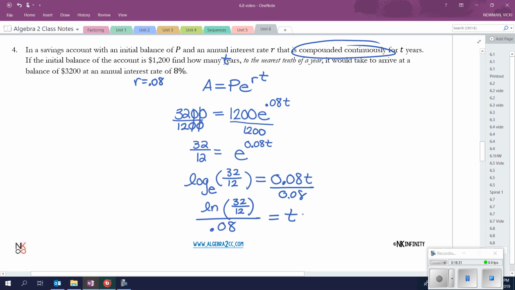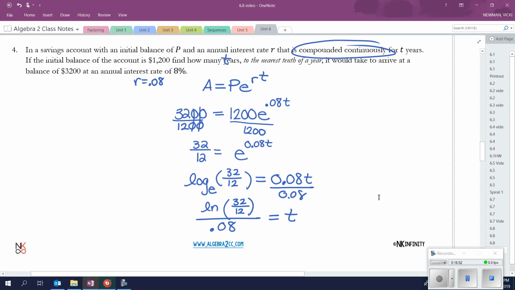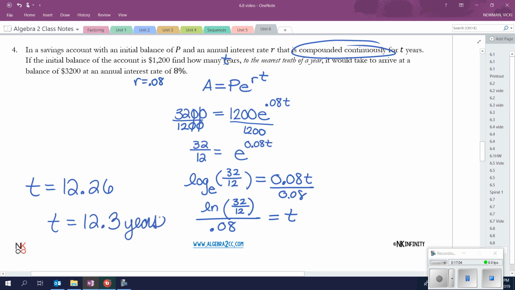So let's find out how long it takes us to get $3,200 at 8%. So get a fraction, natural log, because it has a base of e, 32 over 12 divided by 0.08. 12.26, and it said nearest tenth, so t equals 12.3. So, hey, you're paying 8% for doing nothing.